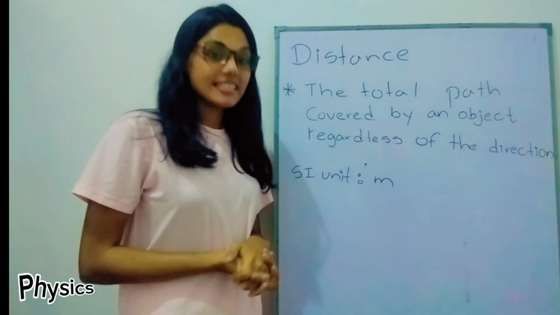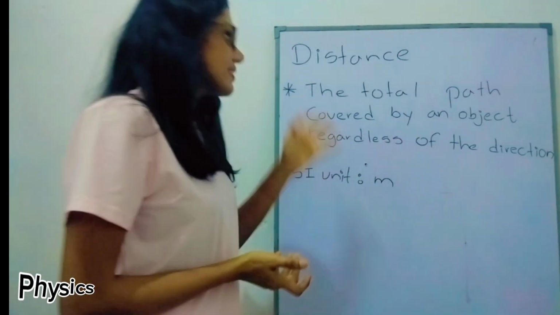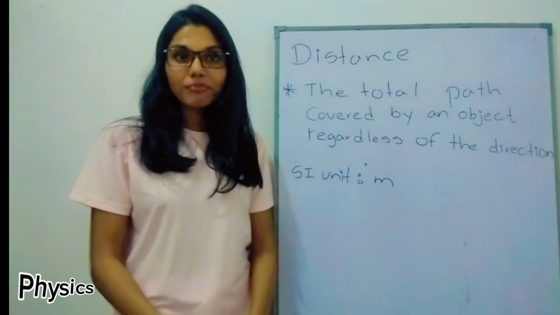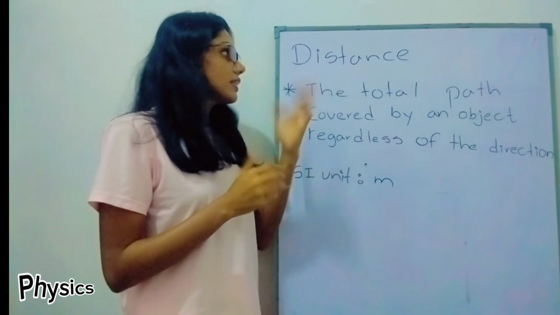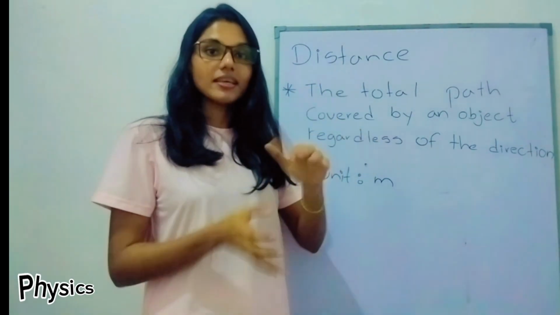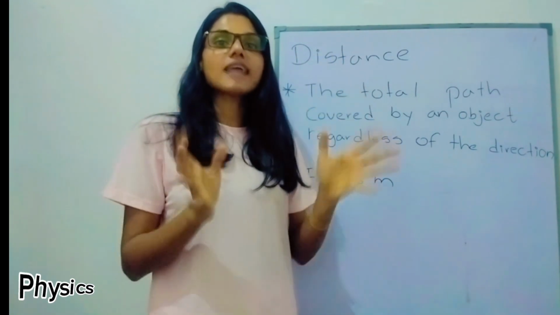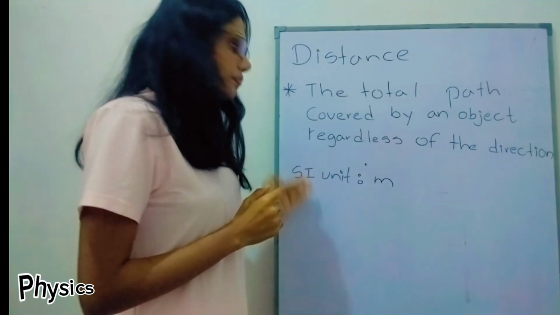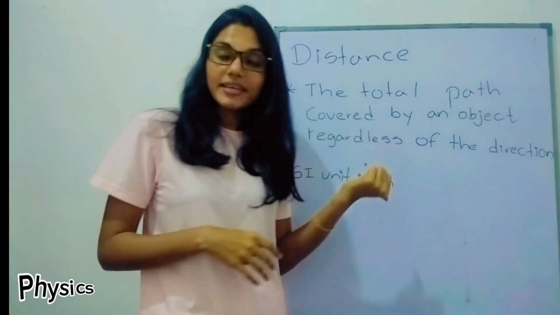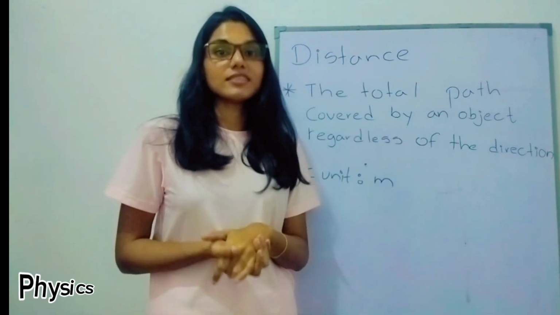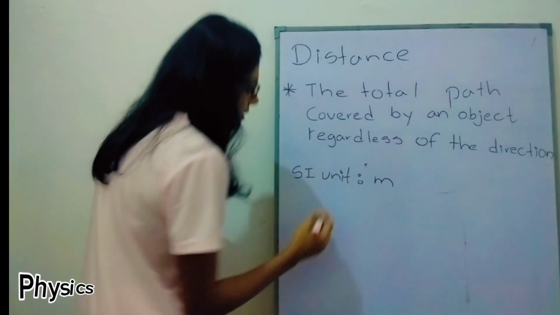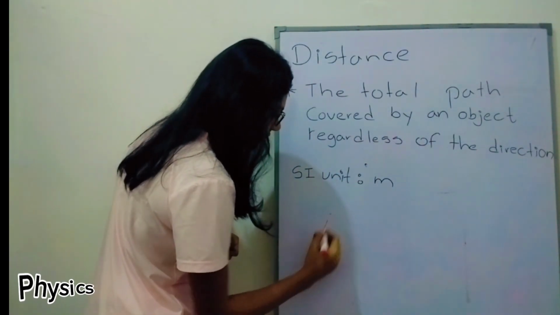Let's first know what is distance. Distance is the total path covered by an object regardless of the direction. So in distance we are not considering the direction, we are only considering the magnitude, which is the size. Here the SI unit is meters. Other than meters we can use kilometers or centimeters. Here in distance, we are not considering the direction.